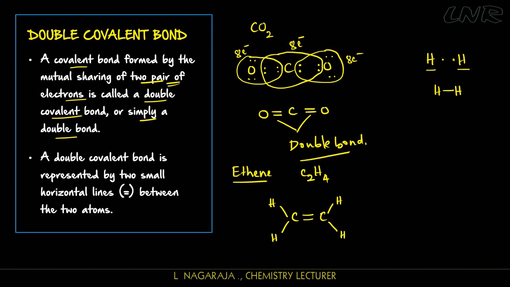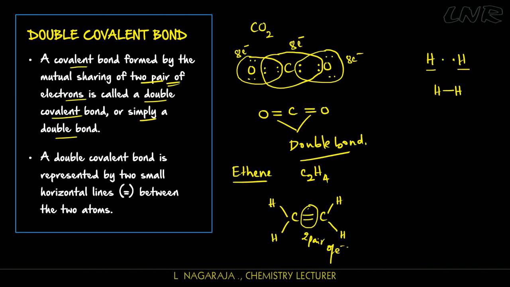So between the carbon atoms there is a double bond, and between the carbon and hydrogen there is only one pair of electrons, right? So the double bonds are formed by the mutual sharing of two pairs of electrons. Two pairs of electrons.